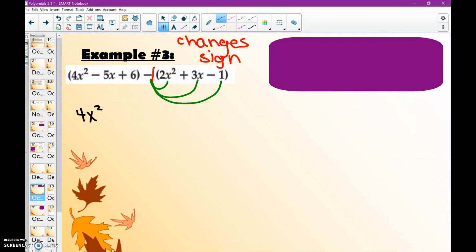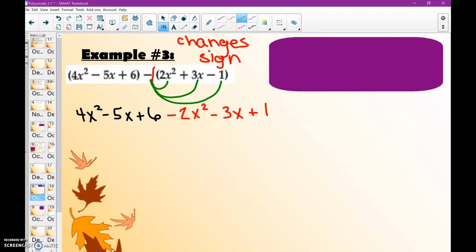So I'm going to rewrite 4x squared minus 5x plus 6, keeping it exactly the same as I had before. And then all of these signs change. So 2x squared becomes negative 2x squared. Positive 3x becomes negative 3x. And -1 becomes positive 1. Notice nothing else changed, but all three of their signs switched. It doesn't mean that they're all negative. In fact, notice this last one became positive, and it just changes the signs. Now we're back to like what we were before.